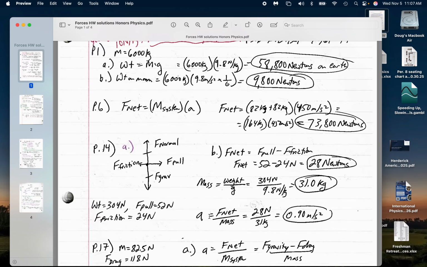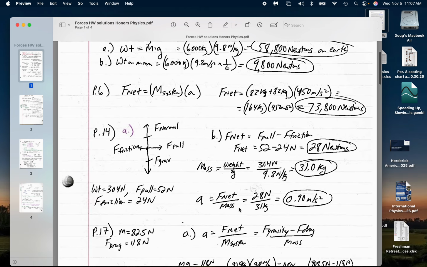The acceleration is simply net force over mass. That's Newton's second law. And so that would be whatever you get for part A divided by whatever you get for part B. So it's 0.9 meters per second squared.